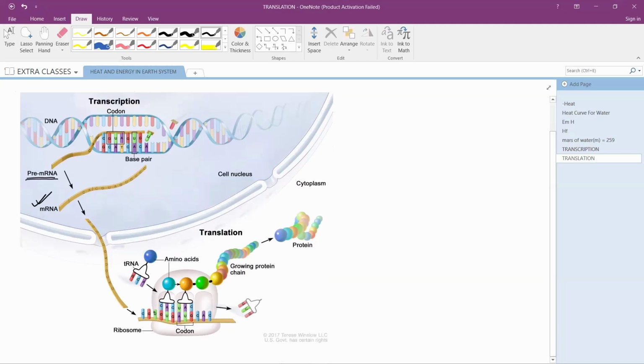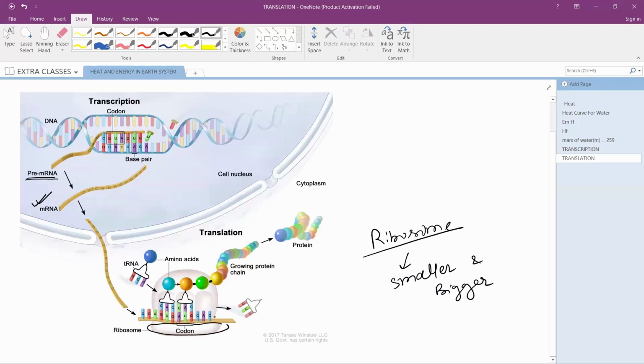After these conversions, this mRNA comes outside the nucleus and into the cytoplasm of the cell. And as it comes outside the nucleus, you will see that the ribosome is made up of two units, a smaller and a bigger unit. This is the smaller unit, this is the bigger unit.